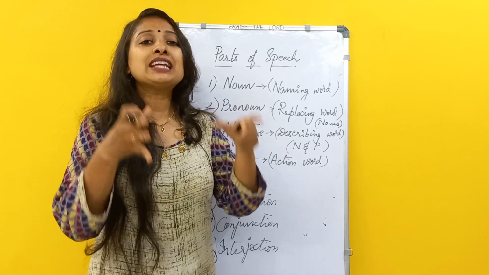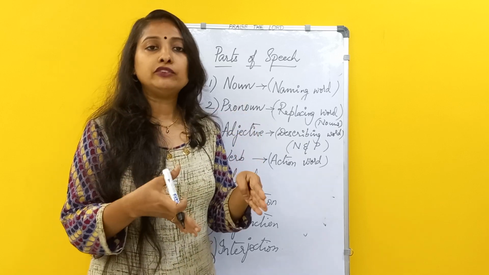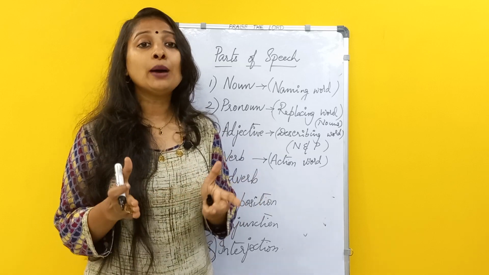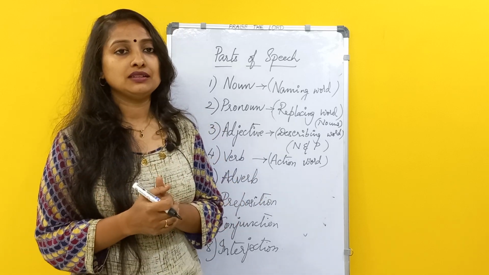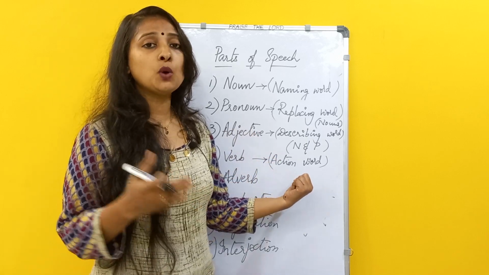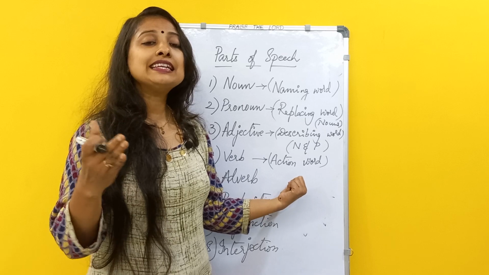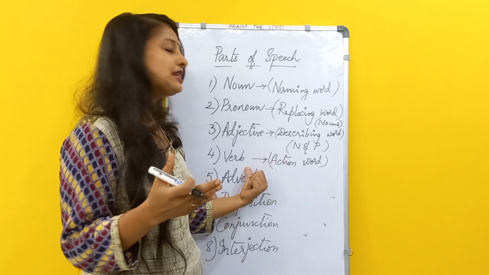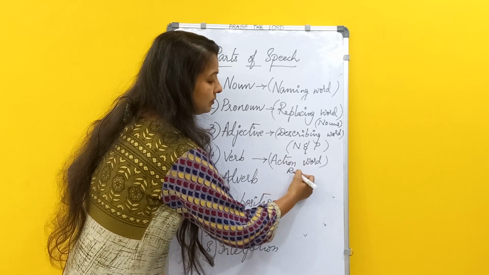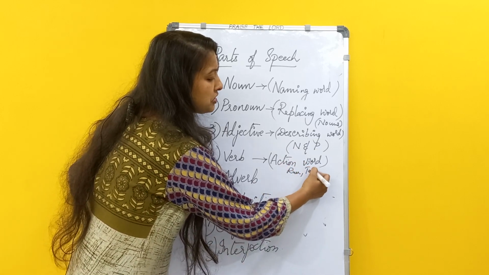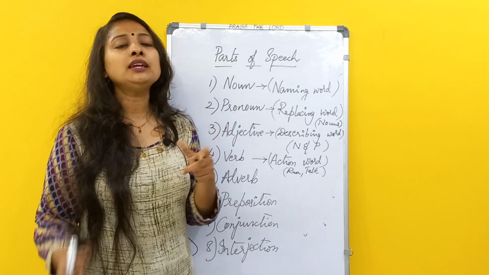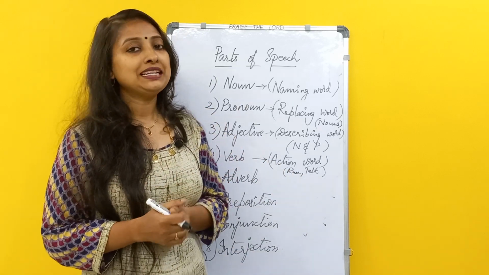That means whatever work we perform is termed a verb. So verb is an action word. What kind of word is it? It is an action word. So that is about verb. Just like I have told, run, talk, teach, all these are action words. Okay? So verb is an action word.